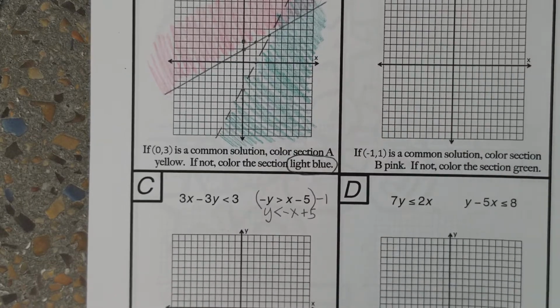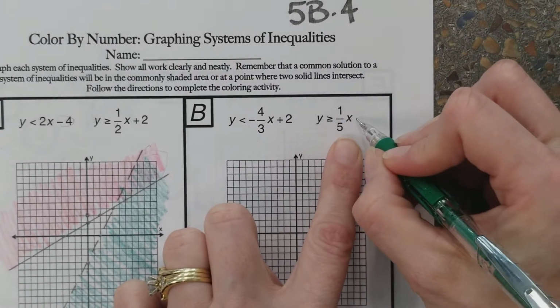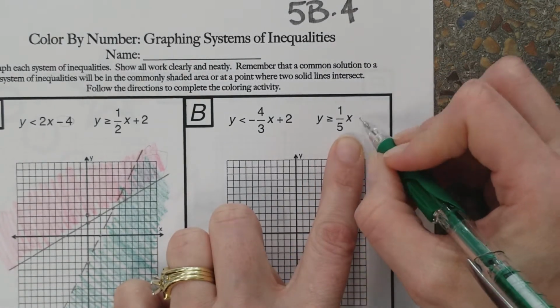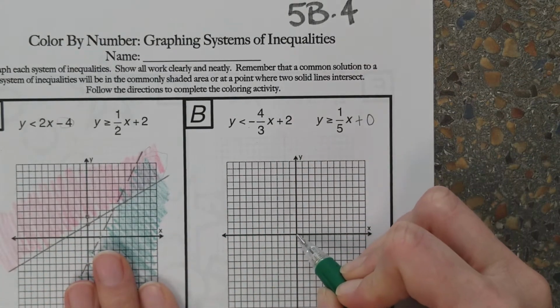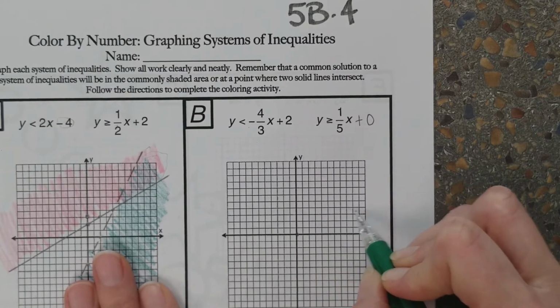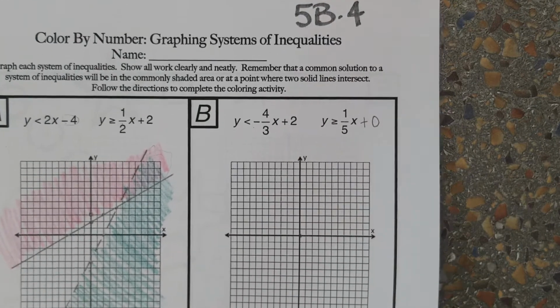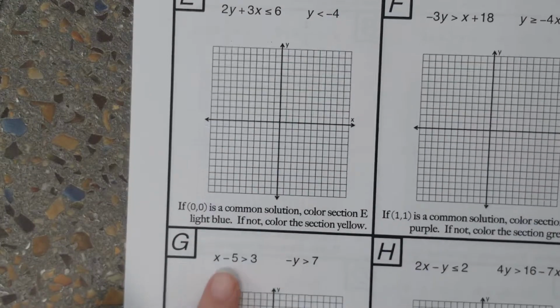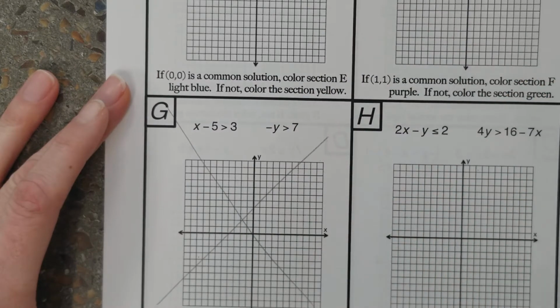Okay, some other tricky ones. This one right here, for example, on B, doesn't have a plus or a minus anything after this. So when it's like that, it's always +0. That means you're going to start at the origin and then go up 1 over 5, up 1 over 5. So any of them that don't have a plus or a minus after the x like that. Another tricky one is G right here. I'm actually going to have you guys skip G, but I will tell you that, let's see, 10, -10, this one is in the colored section, so any of the G's you're going to color purple.